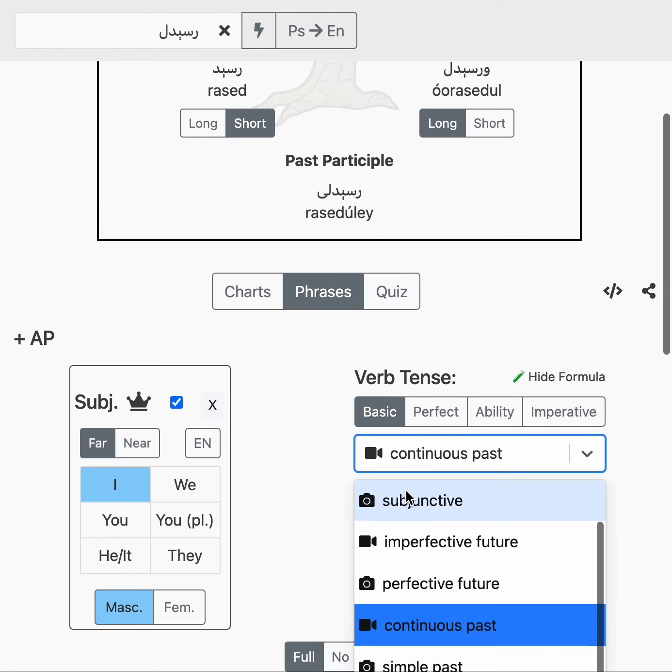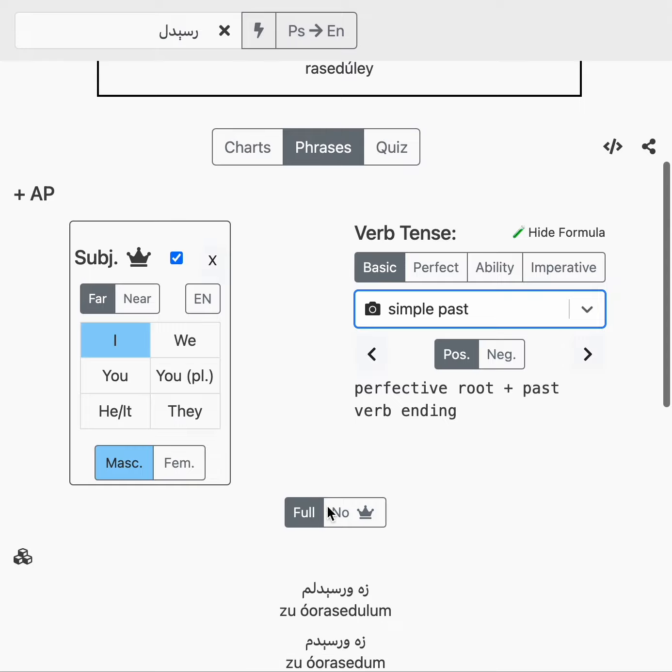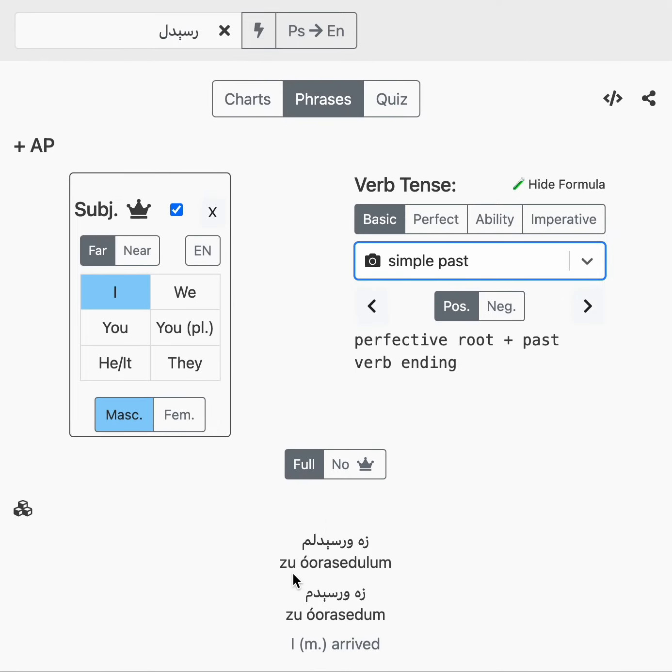And then with a simple past, then we have zawurasidalam.